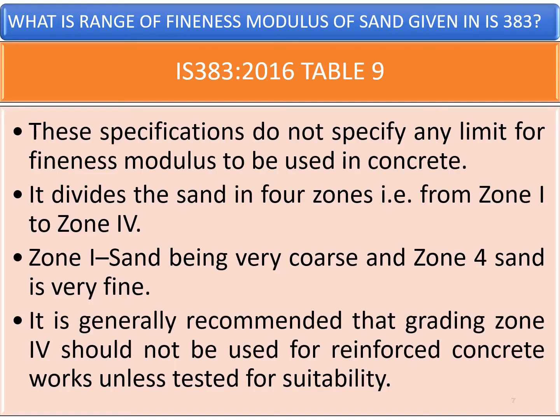Table 9 of IS 383 designates the different zones of sand, starting from zone 1, zone 2, zone 3, and zone 4. As we move from zone 1 to zone 4, the particle size of the sand moves from coarser to finer. But the IS 383 specification does not specify any limit for fineness modulus to be used in concrete. It basically divides the sand into 4 zones, right from zone 1 to zone 4. Zone 1 sand is coarser and zone 4 is very fine in nature.